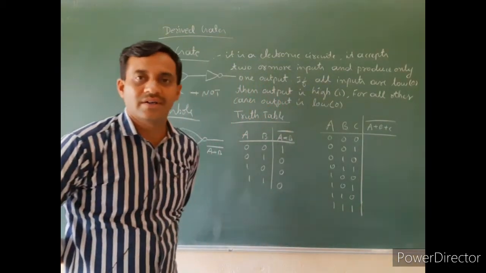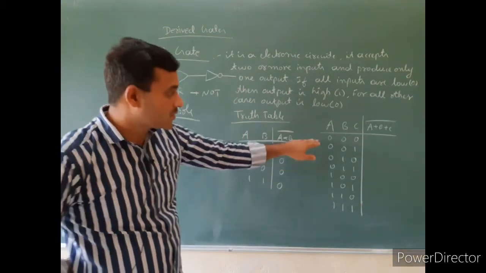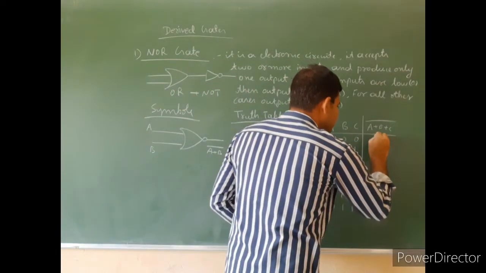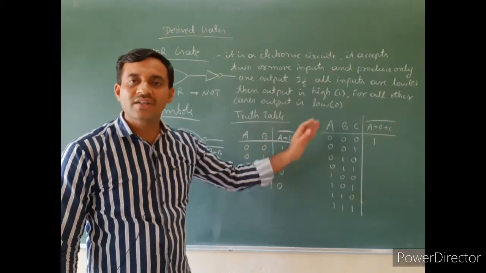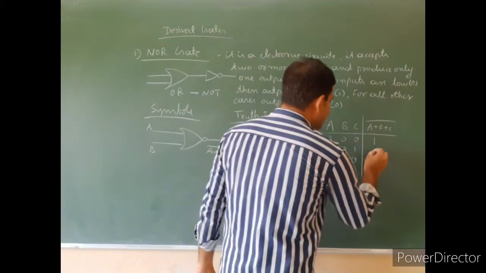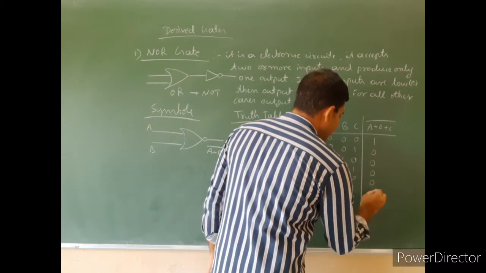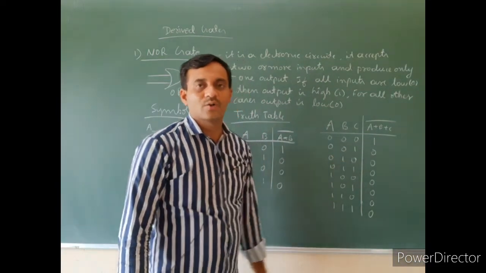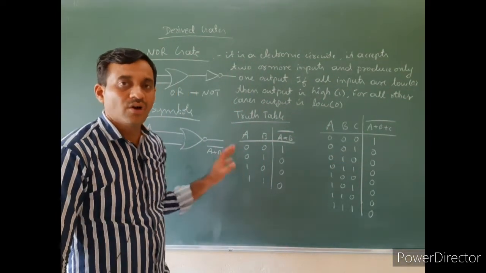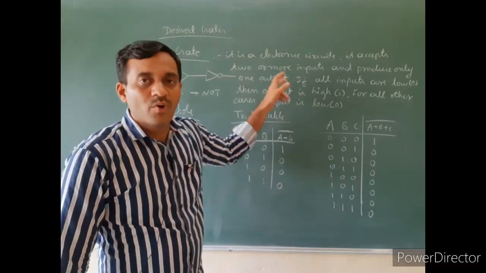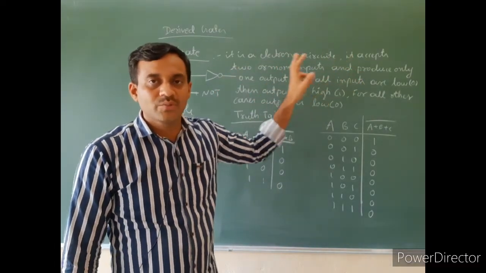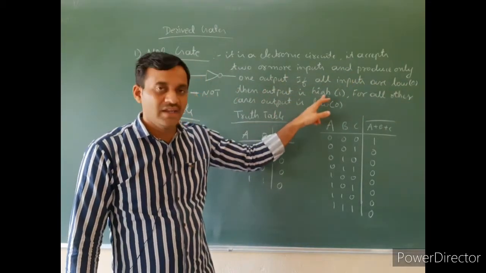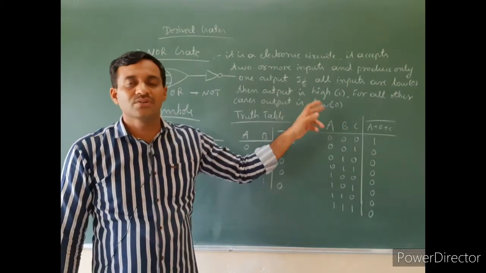What is the condition for writing the truth table here? If all the inputs are 0, then the output is high. For all other cases, the output is low. That is, if all the inputs are low, the output is high. For other cases, the output is low. So, this is the NOR gate. It accepts two or more input signals and produces only one output signal. If all inputs are low, that is 0, then the output is high. For all other cases, the output is low.